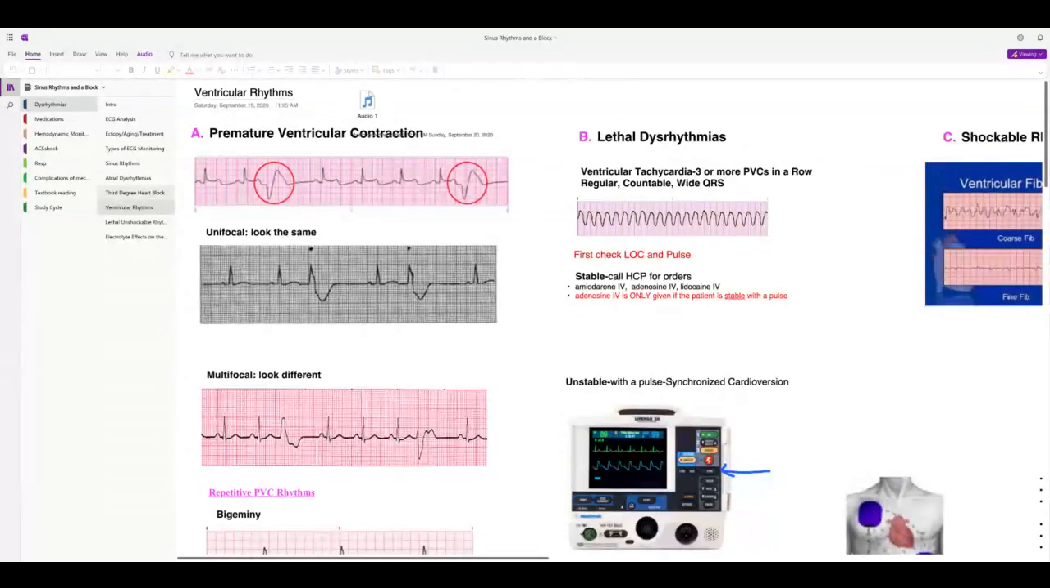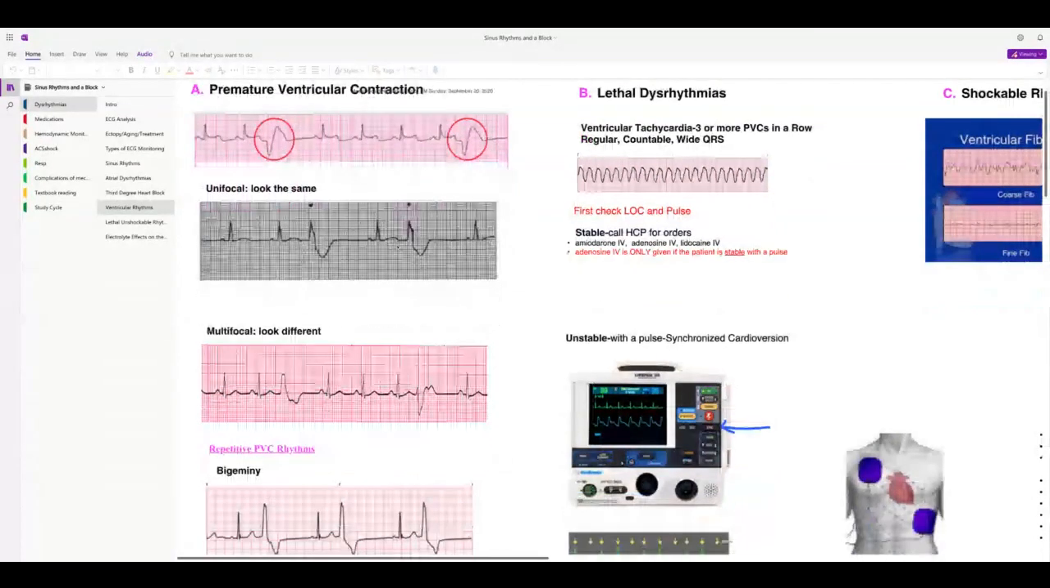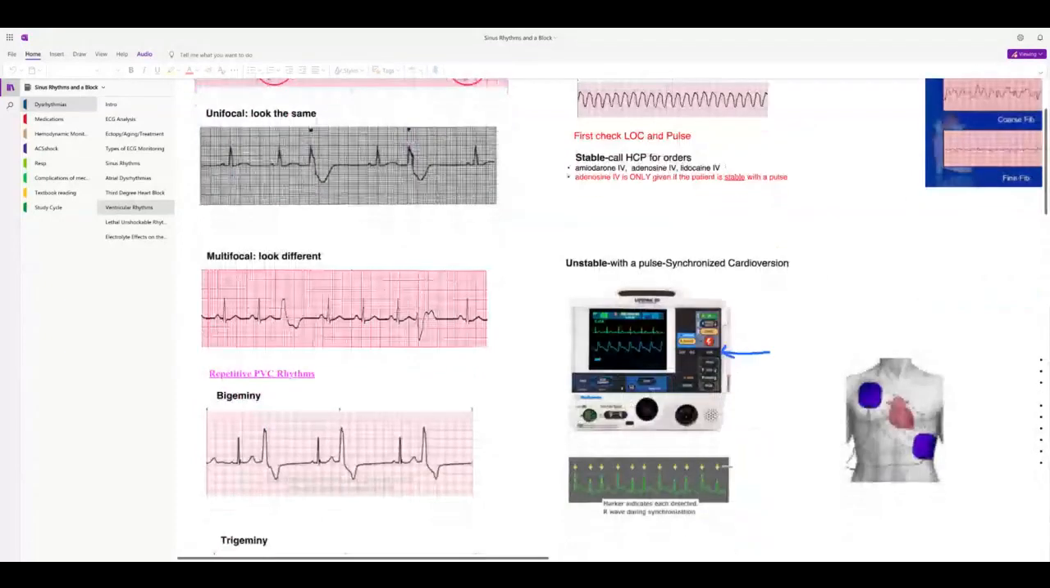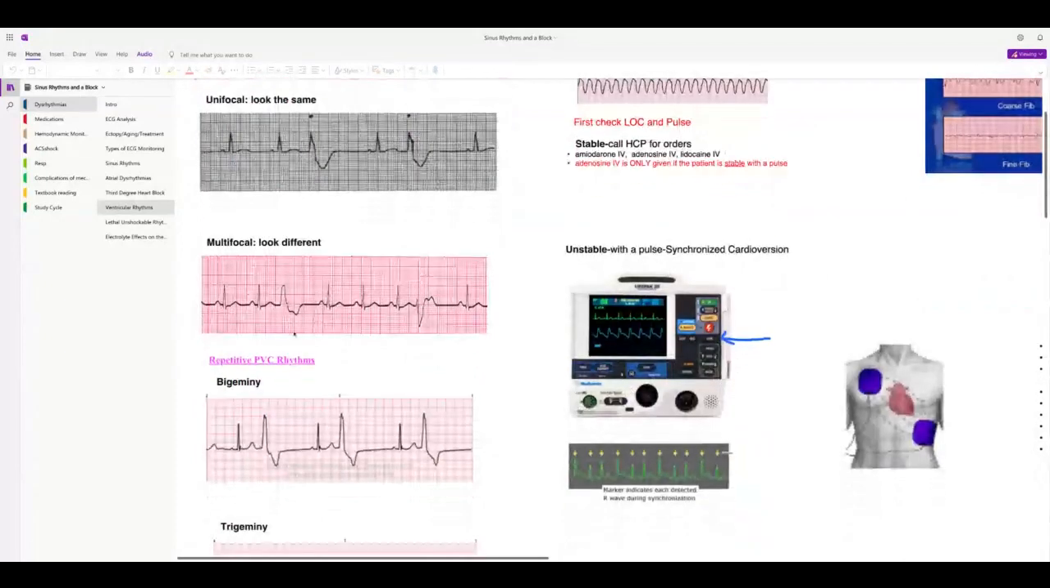Now, if you look at this first one here, these two PVCs are what we call unifocal. So they look the same, okay? See how the deflection is both going down? Okay, so this is unifocal. This is unifocal. See how they both look the same? These two, unifocal. Okay, now this is multifocal. This one's going up, this one's going down.